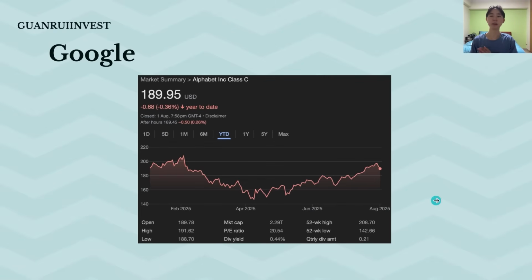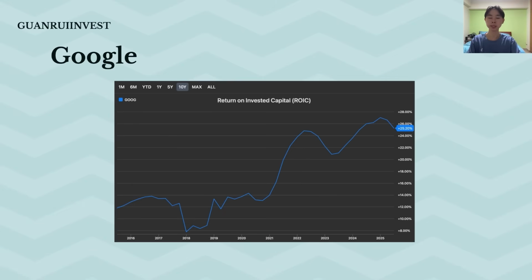The next stock that I'll be covering is Google. Google year to date is down around 0.36%. It is currently trading at 20 times earnings. So Google's ROIC is quite incredible as well. Google currently has an ROIC of around 25%, which is a lot higher as compared to all your different S&P 500 companies. And despite the high reinvestments into the company, despite the increase in your invested capital, Google is still able to maintain such high levels of ROIC.